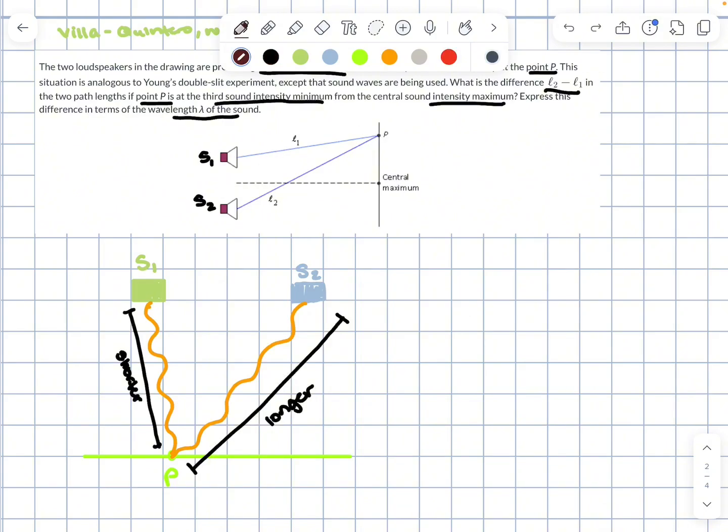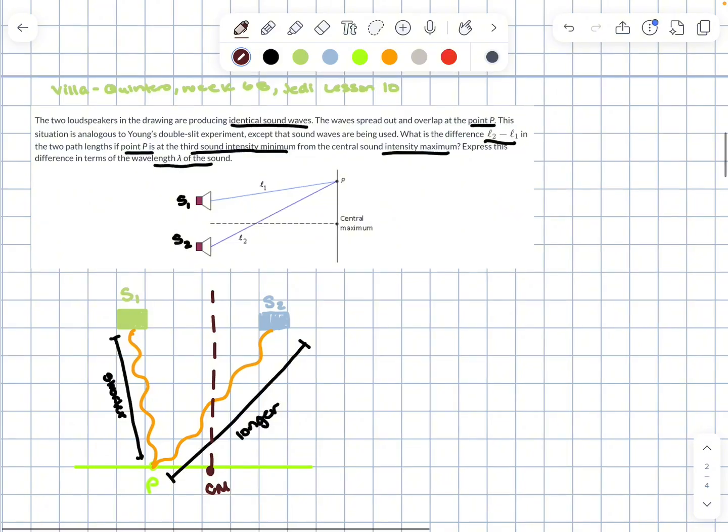One more thing I want to point out is they also drew the central maximum, so let's make sure to include that too. That's going to be at the point P, like straight across. Oh, my bad, that was not point P. That was going to be just in between both of them. That makes more sense. And that's going to be the central maximum.